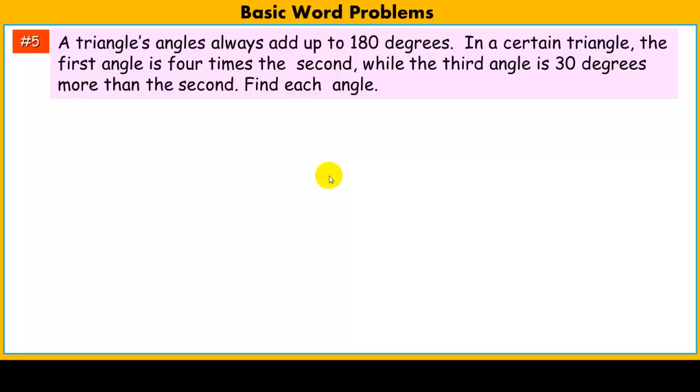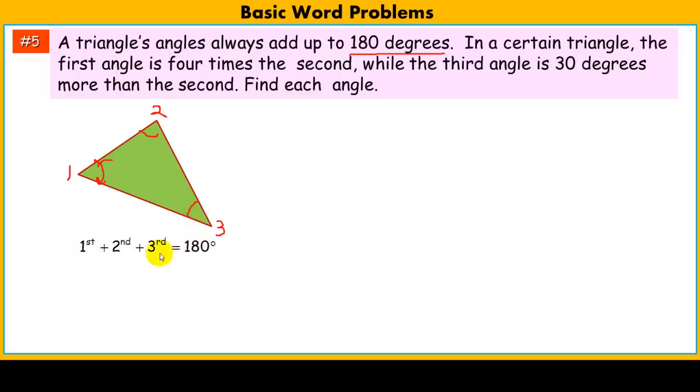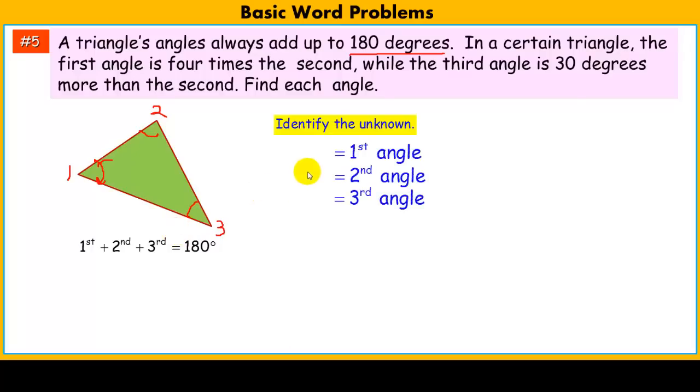Number 5, a triangle's angles always add up to 180 degrees. Okay, so again, I would draw a diagram. It doesn't have to be to scale. All you have to do is just draw a diagram. It helps. 1, 2, 3. These are our, and I'll put this so I remember, angles. My 3 angles have to add up to 180 degrees.